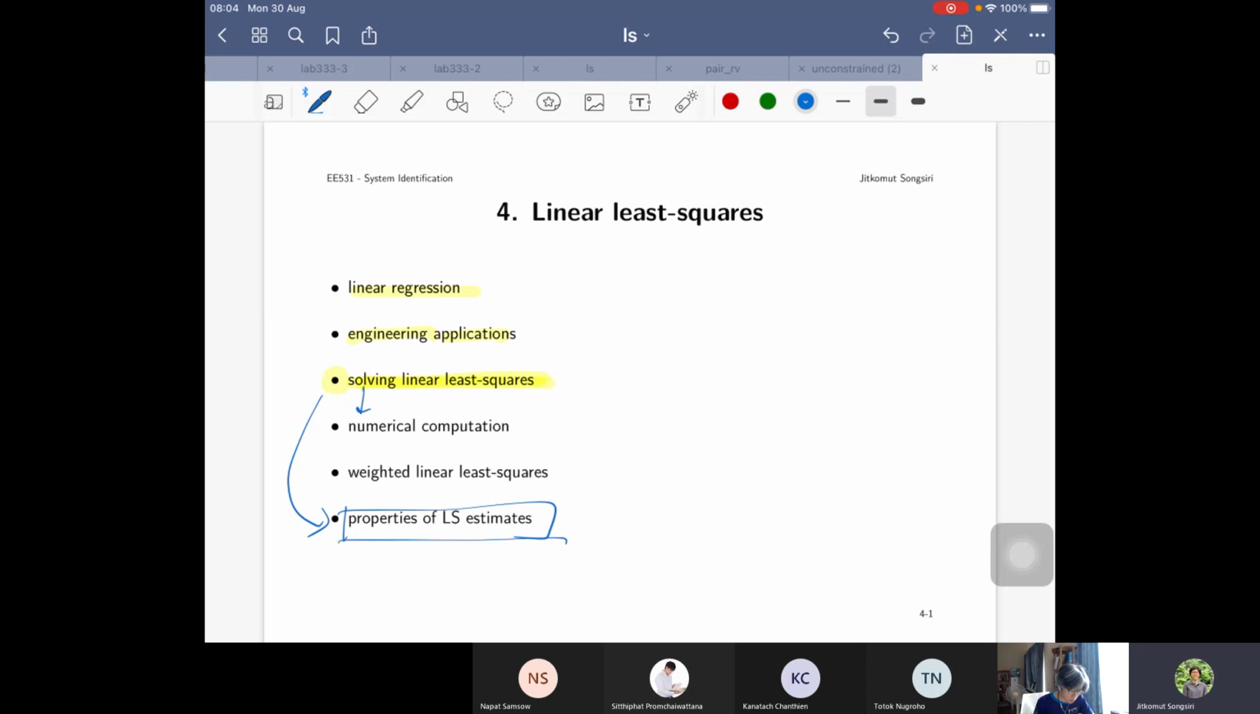And then, we will show you how to numerically compute it, so that you know that all the libraries or packages in the market solve it based on the method. And then we give you an extension of least squares, which is called weighted linear least squares.